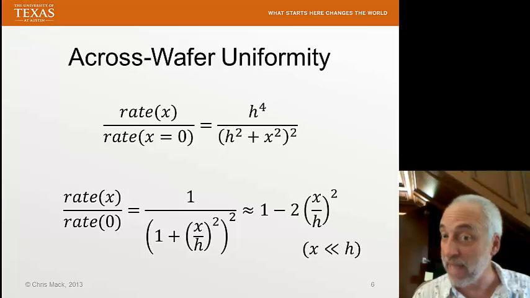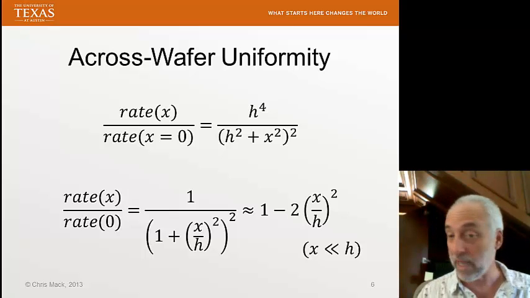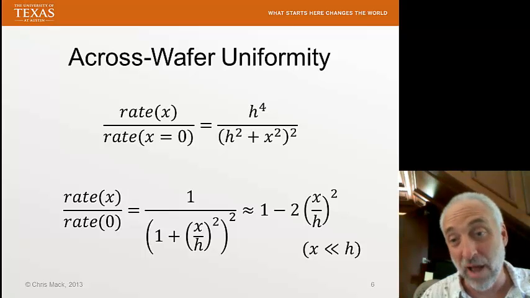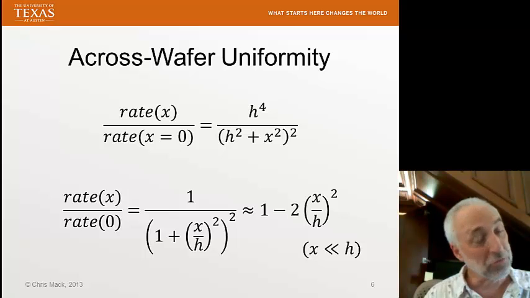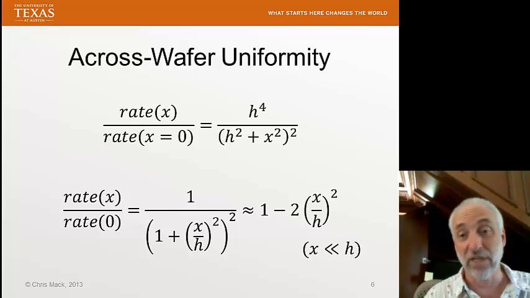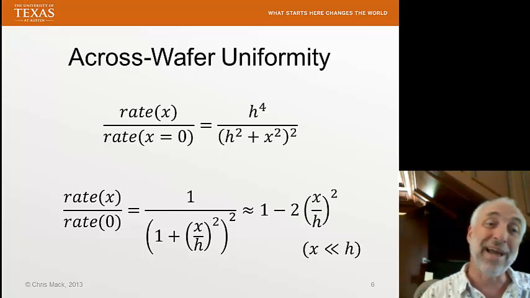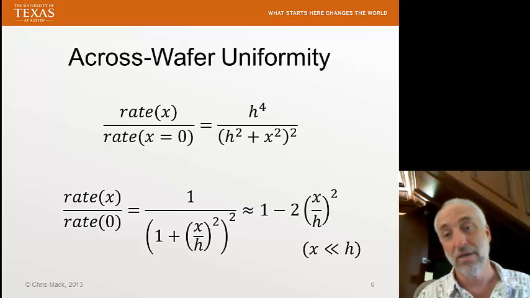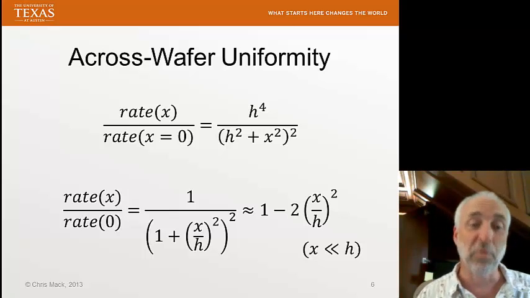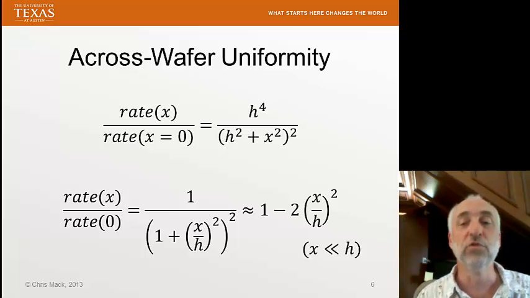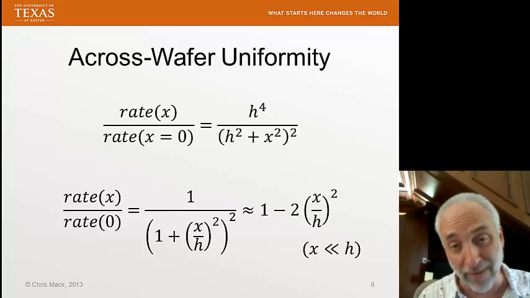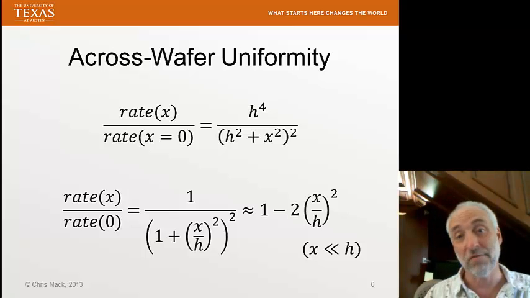If I wanted better than that, how do I make it a better uniformity? I have to make the distance larger. But this is a little bit of a problem. The deposition rate goes as 1 over h squared. So the only way to improve the uniformity is to lower the deposition rate in direct proportion. If I want to improve the uniformity by a factor of 2, I have to adjust h so that my deposition rate is reduced by a factor of 2 as well.